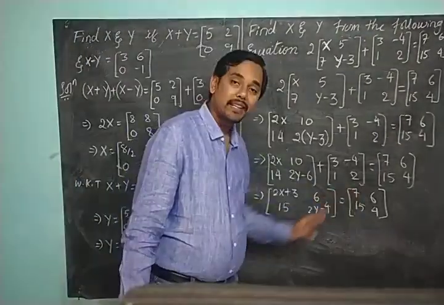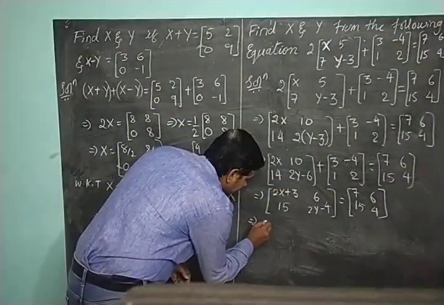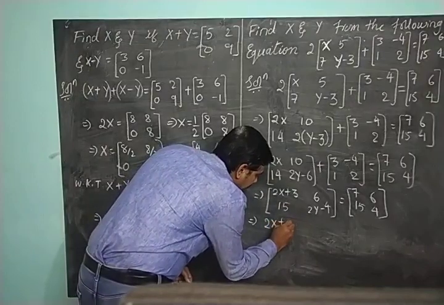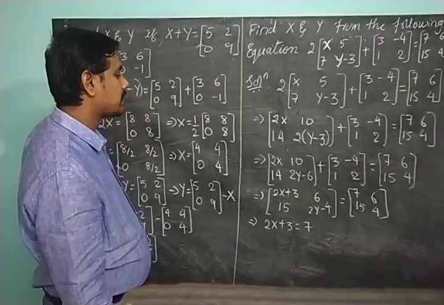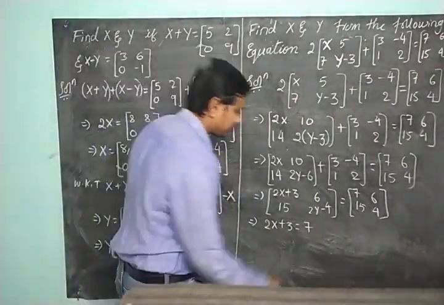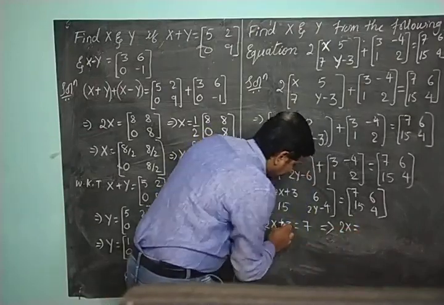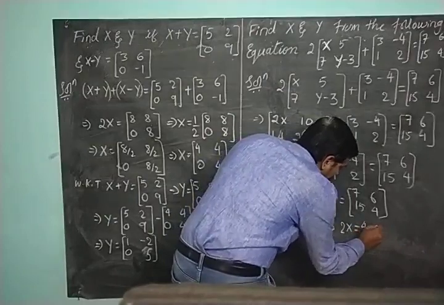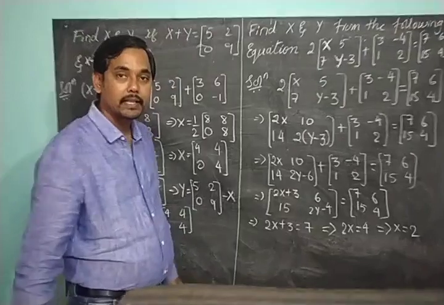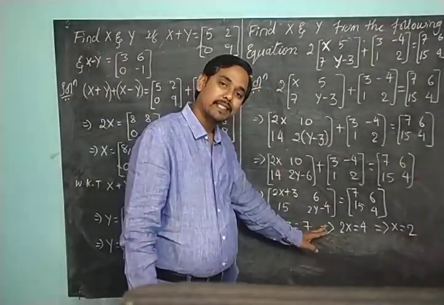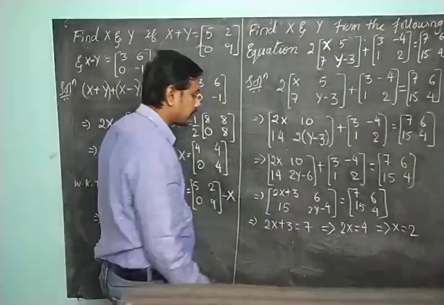Now both the matrices are equal, so corresponding values will be equal. So I can write 2x plus 3 is equal to 7. 2x will be equal to 7 minus 3, which is 4. So x will be equal to 2. Is that clear? The 3 shifted to the other side: 7 minus 3 is 4, 2x is equal to 4, so x is equal to 2.